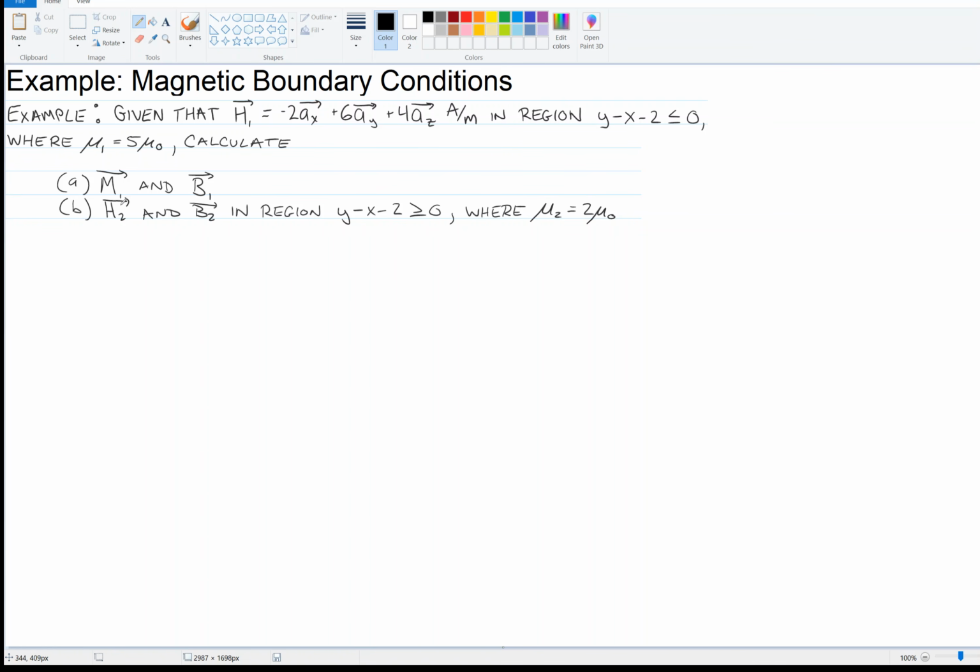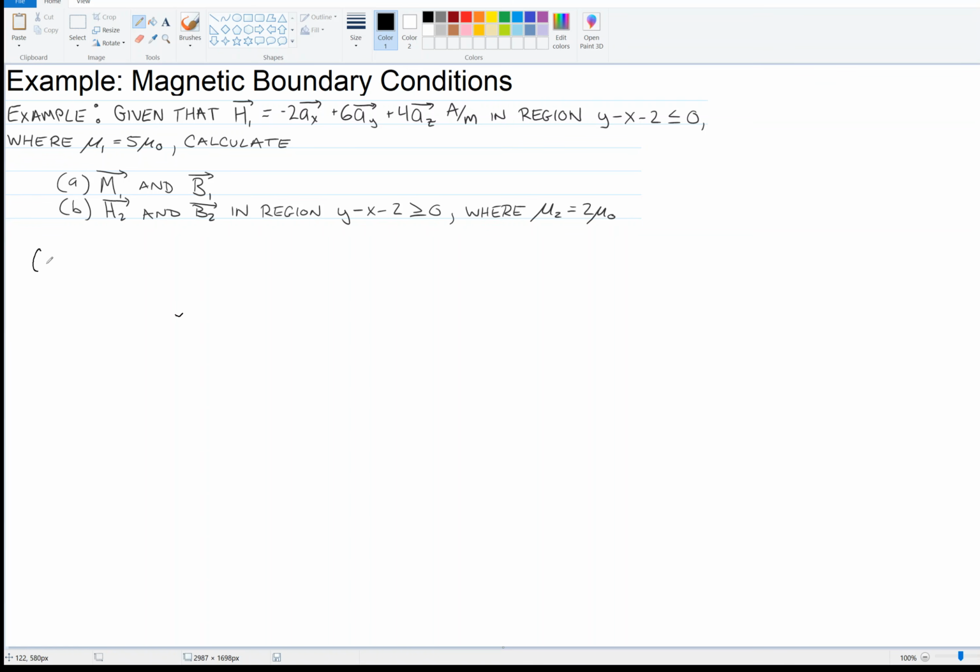And then part B, calculate the field intensity in region 2 and the flux density in region 2, where the permeability, or at least the relative permeability, is 2, or the permeability is 2 times mu 0. Okay, so let's get started.